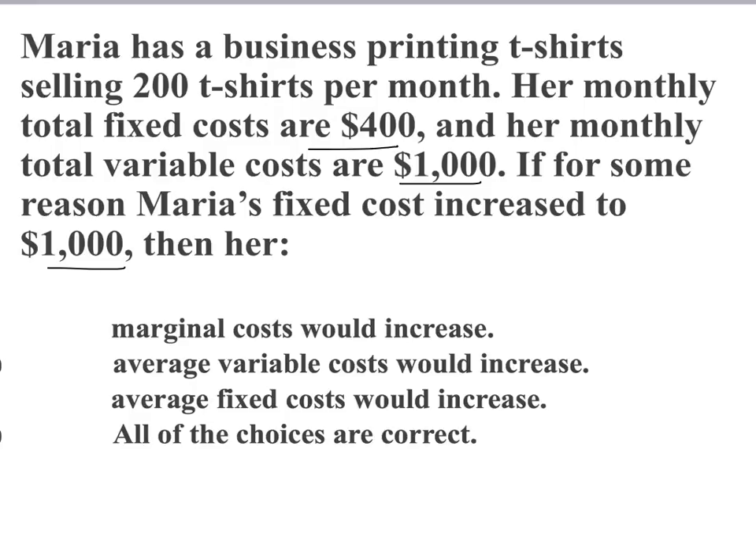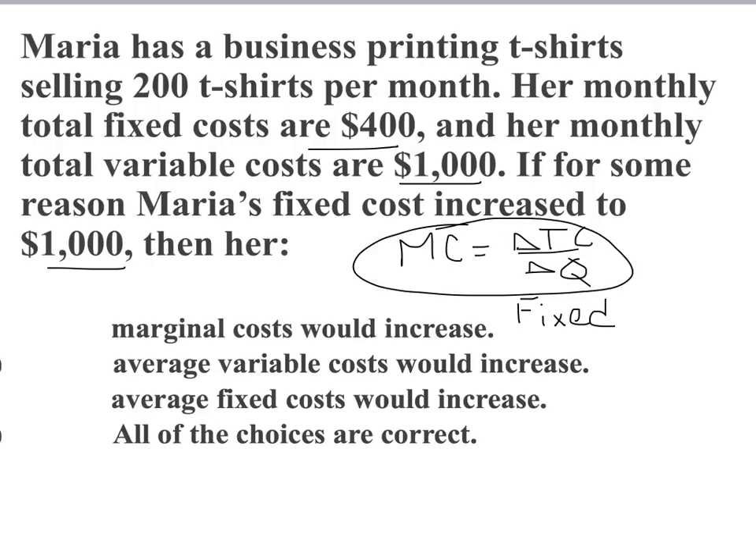Well, remember that fixed costs are not going to be part of marginal costs because the marginal costs are the change in total costs over the change in output, but fixed costs are completely fixed. They don't change when you change output. So that means that any change to the fixed costs is not going to change the marginal costs. What changes the marginal costs are changes to the variable costs. So if the fixed costs increase to $1,000, the marginal costs are not going to increase.